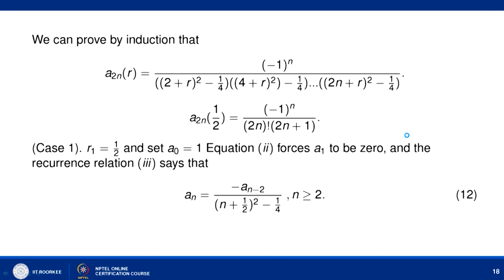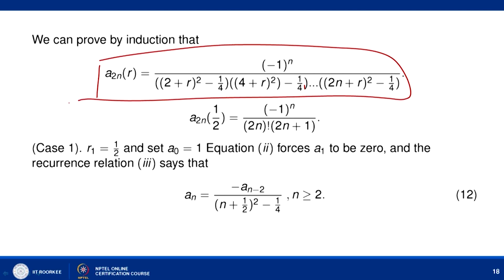And we can prove by induction that a_{2n}(r) is given by (-1)^n over (2+r)^2 - 1/4, (4+r)^2 - 1/4, and so on. So, this is the formula of a_{2n}(r) for given values of r. Now, we already know that our first solution corresponds to r_1 equal to 1/2. Just put the value of r_1 equal to 1/2 and set a_0 equal to 1. We can say that this equation is given like this.